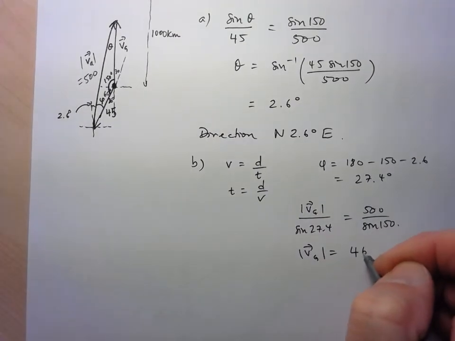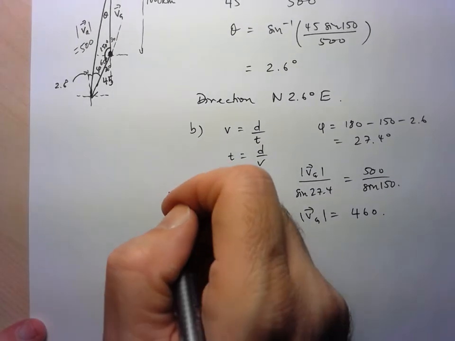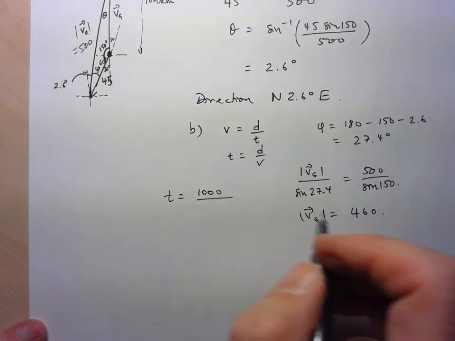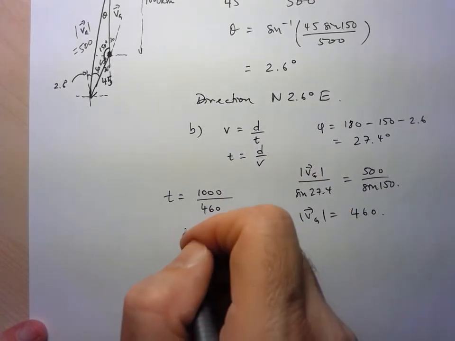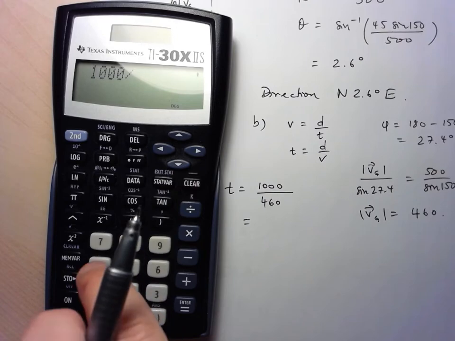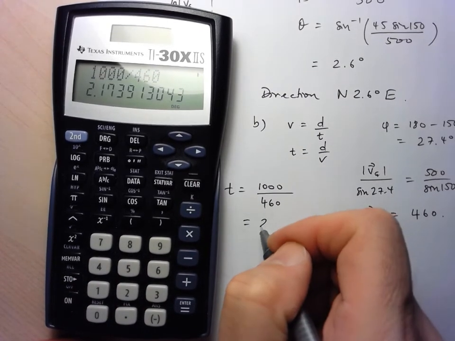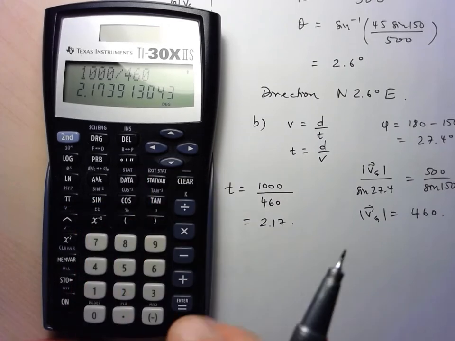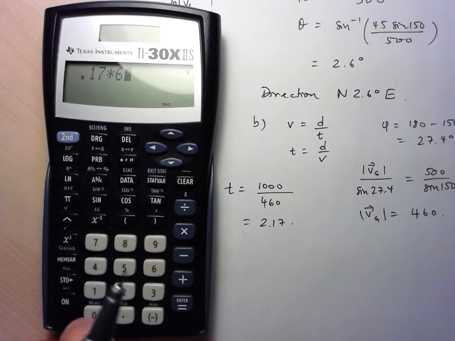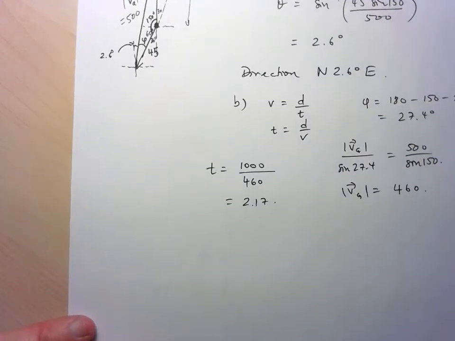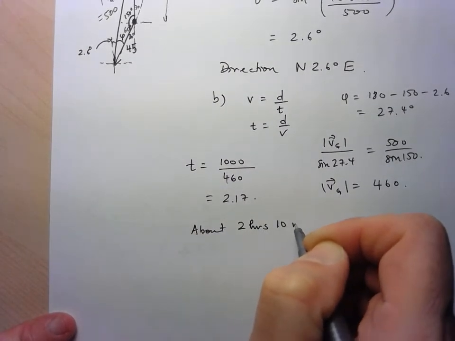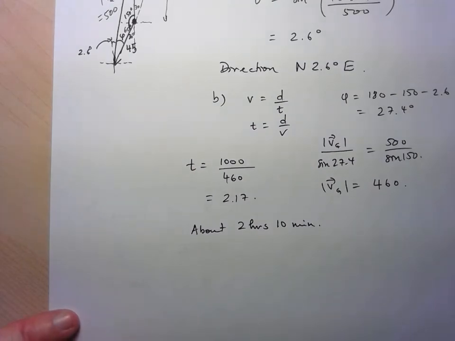Okay, so now I can use this formula. The time is going to be equal to the distance, which is 1,000 kilometers, divided by the speed, which is 460 kilometers per hour. And so we get 1,000 divided by 460, which is 2.17. And let's calculate 0.17 of an hour. So 0.17 times 60 minutes is about 10 minutes. So here we have about 2 hours and 10 minutes. Okay, there we have it, both answers.